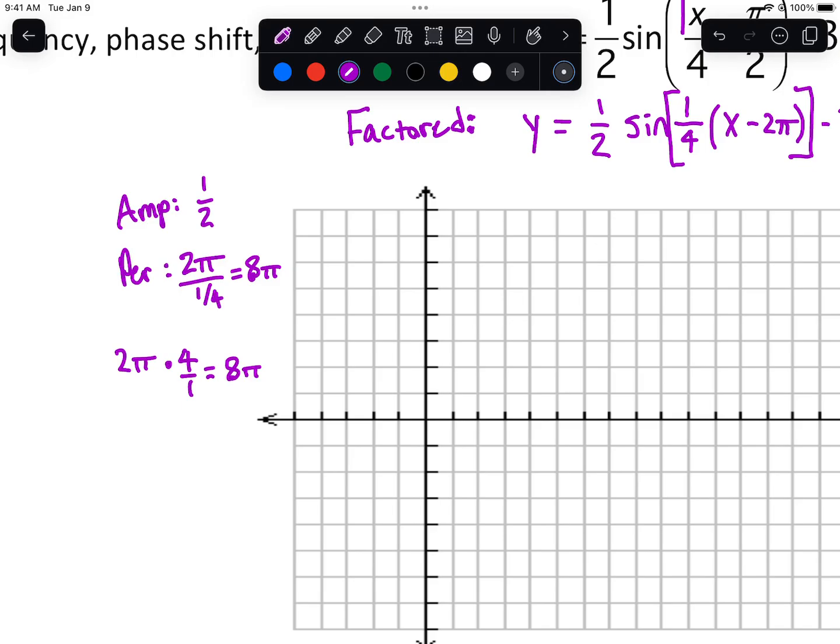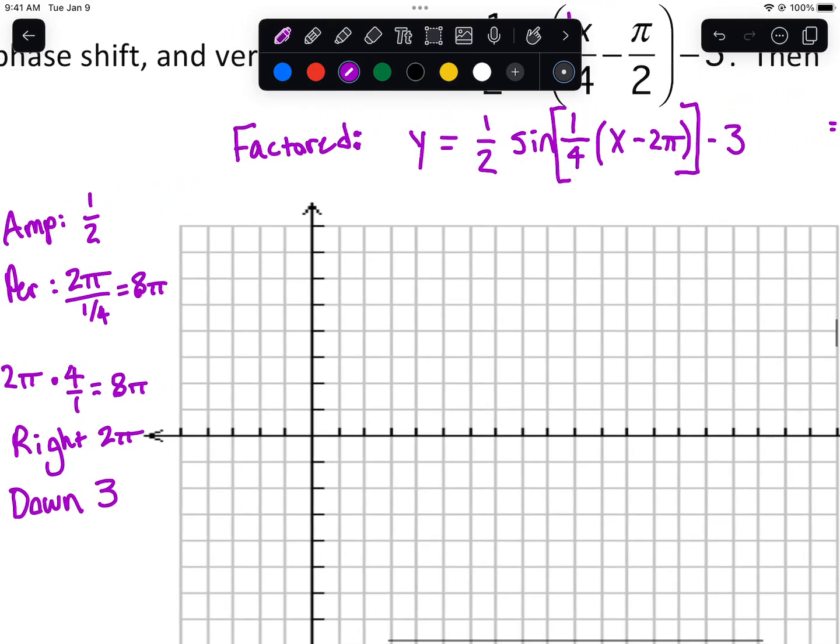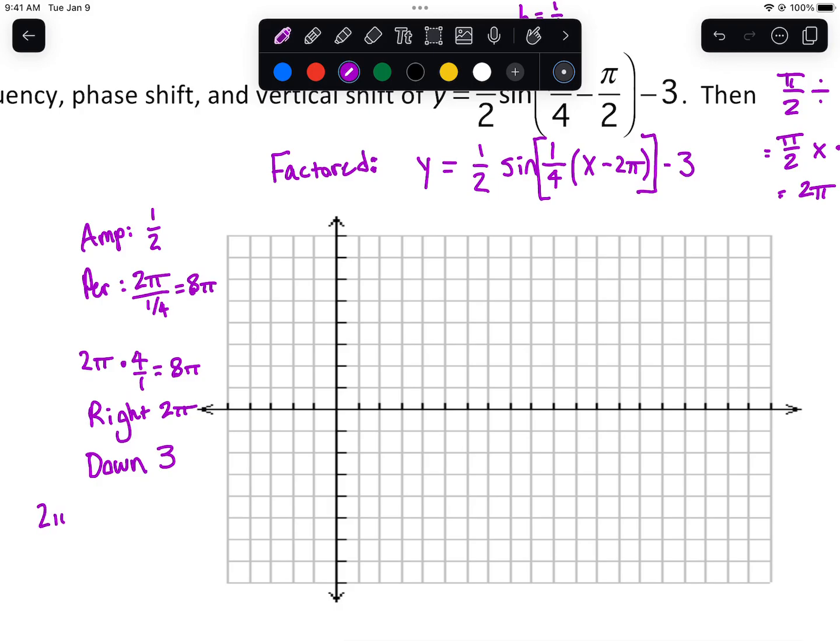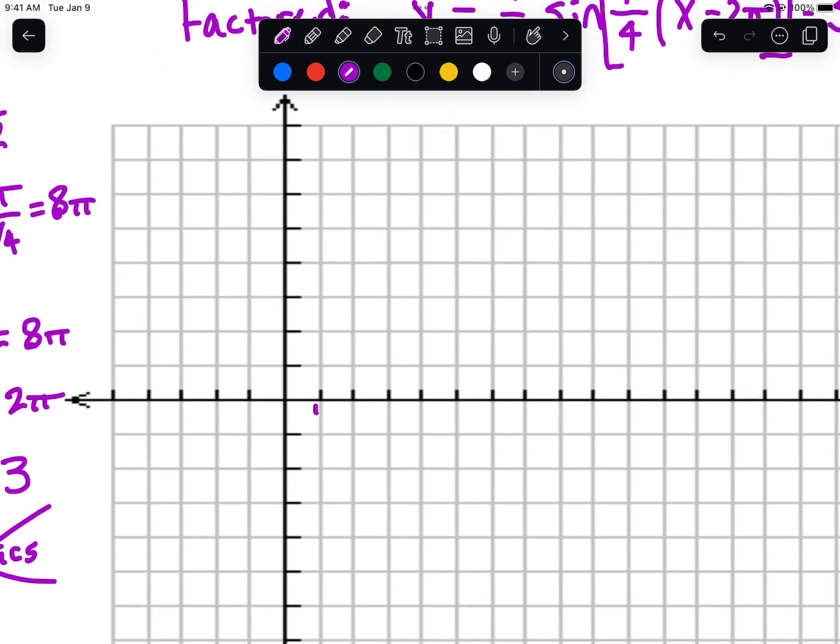But what else we got here? We got right 2 pi. And then our midline is moving down 3 total units. So I would not use the scale of 2 pi being 12 ticks, because that is going to be too wide here on this. So we would have to come up with a newer scale, I guess, to go with this here. I would personally recommend make each tick mark pi, which means every 2 ticks you could say it's 2 pi, 4 pi, 6 pi, and then 8 pi.